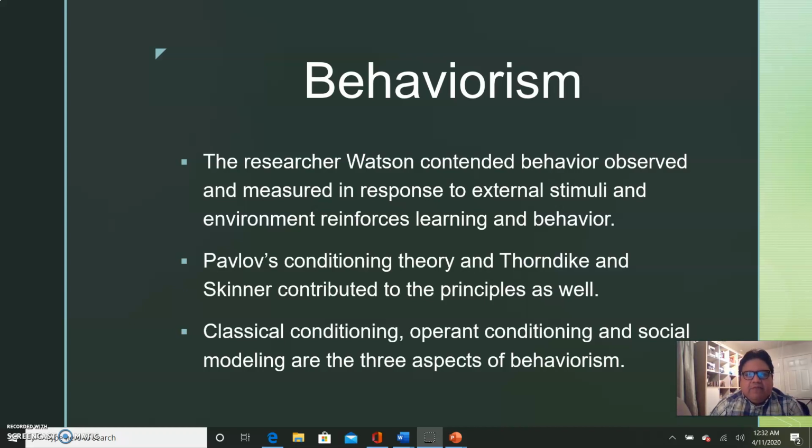Watson contends behavior observed and measured in response to external stimuli and environment reinforces learning and behavior. This theory by Watson follows observations done by Pavlov's conditioning theory, and Thorndike and Skinner contributed to the principle as well. The three conditions representing behaviorism are classical conditioning, operant conditioning, and social modeling.